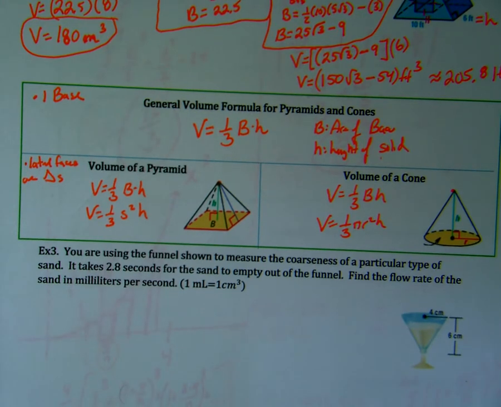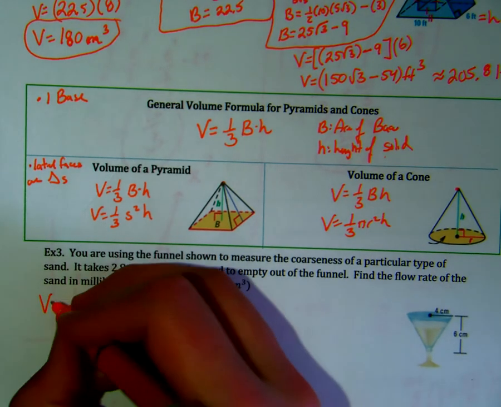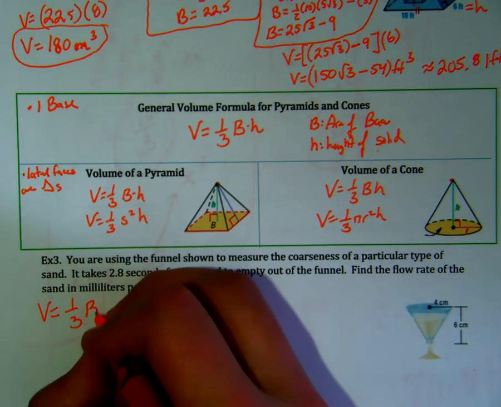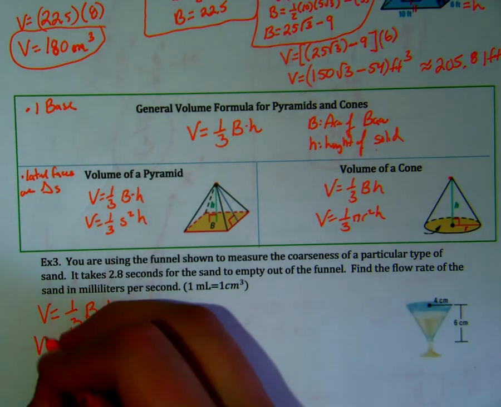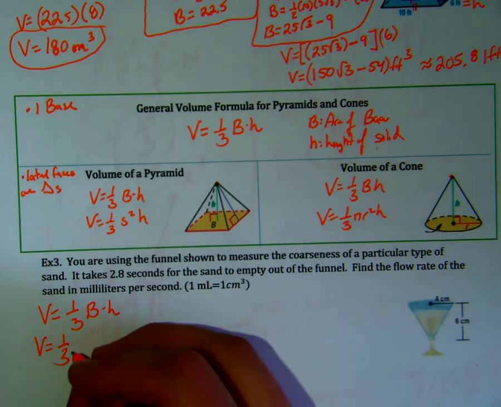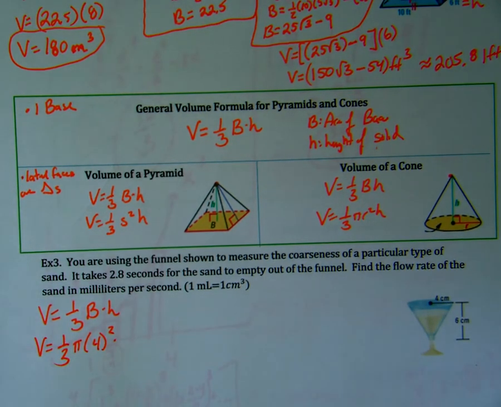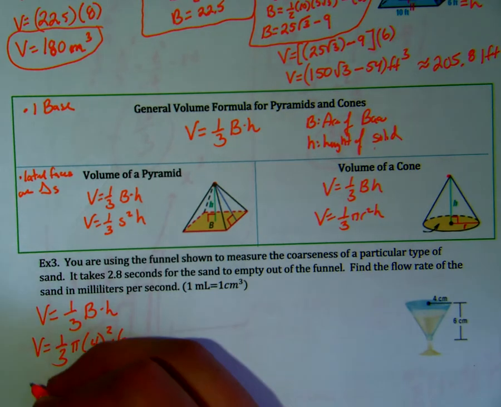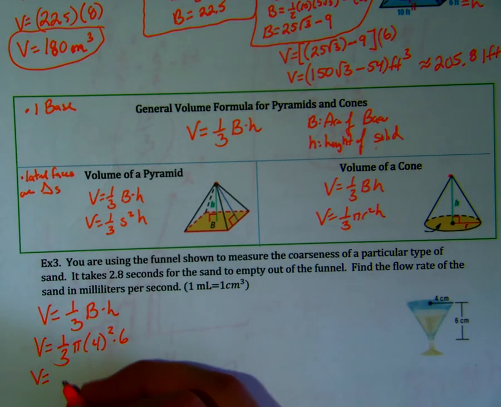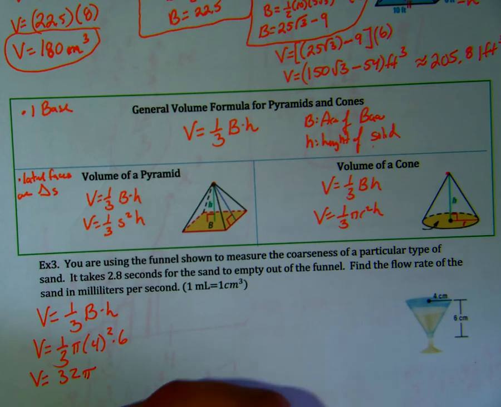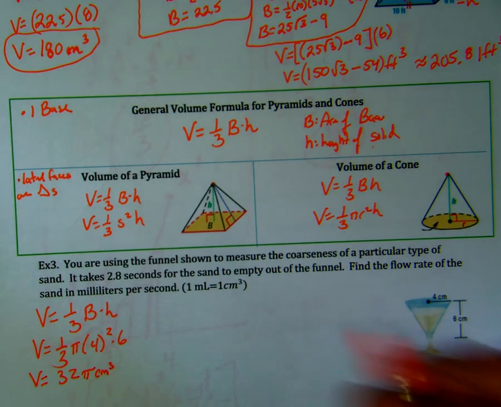Select example here. You're using a funnel shown to measure the coarseness of a particular type of sand. It takes 2.8 seconds for the sand to empty. Find the flow rate in milliliters per second. So the volume of the cone, first of all, is 1/3 area of the base times the height. Because it's a cone, the base is a circle, so it's pi r squared. The height of the cone here is 6. So the amount of sand that can fit in here is 32 pi centimeters cubed.